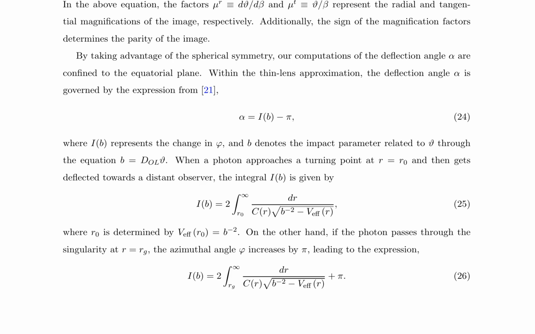On the other hand, if the photon passes through the singularity at r equals rg, the azimuthal angle phi increases by pi, leading to the expression I(b) equals 2 times the integral from rg to infinity of dr over the square root expression involving b squared and V_eff(r), plus pi.